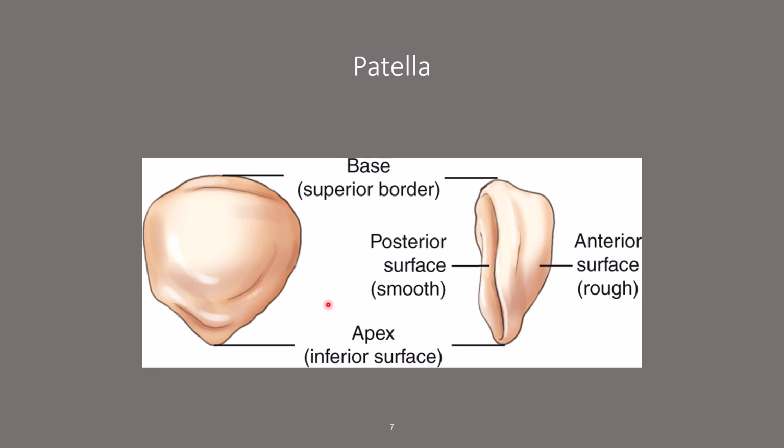Now, why the patella appears upside down is because the base of the patella is actually at the superior border, and the inferior surface is considered the apex. So the point is down, more distal, and the base sits more proximal. Okay, and then you can see from the front, you've got the rough anterior surface, and then the posterior surface where it articulates with the femur is smooth. So base is at the top, apex is at the bottom on a patella.